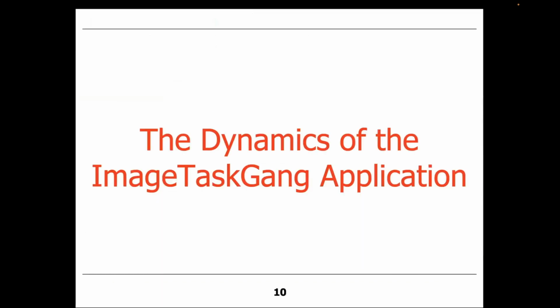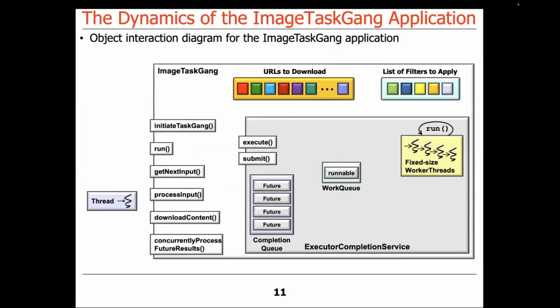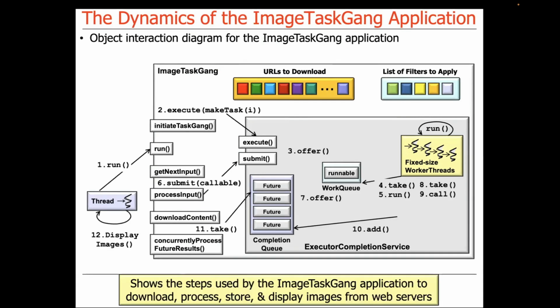So now that you have a fairly good idea of the structure of the ImageTaskGang application, let's explore the dynamics. Here's an object interaction diagram, a bit colorful, showing the ImageTaskGang application and the way in which various methods are called over time. There's a whole bunch of steps. There's roughly about a dozen steps that are used by this application to download, process, store, and display images that are received from either web servers or from some configurations local to the device just for testing purposes.